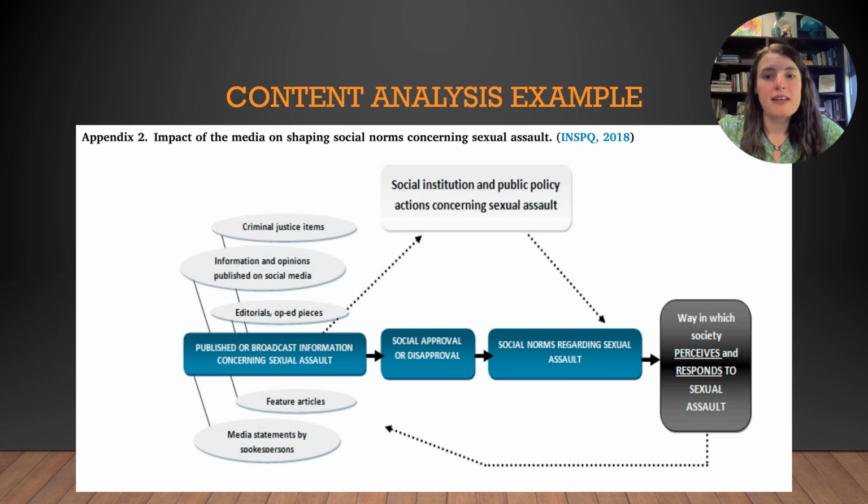In this graphic, the author explains how editorials, op-ed publications, feature articles, and media statements have an impact on the social approval or disapproval of social norms regarding sexual assault, and that in turn influences the way society perceives sexual assault behaviors and the way they respond to those behaviors.